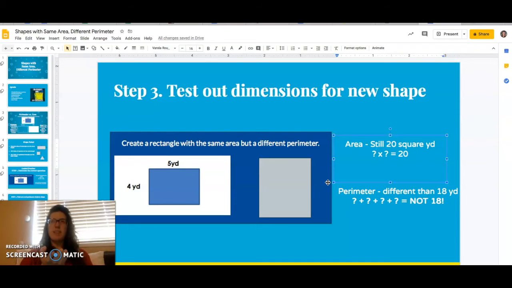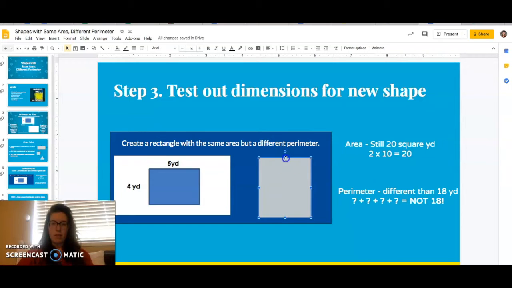Does 3 times anything equal 20? No. What about 2 times something? Oh, wait, 2 times 10. 2 times 10 equals 20. Let's try that. Maybe I'll make this a little bit skinnier. I'm going to go the other way.